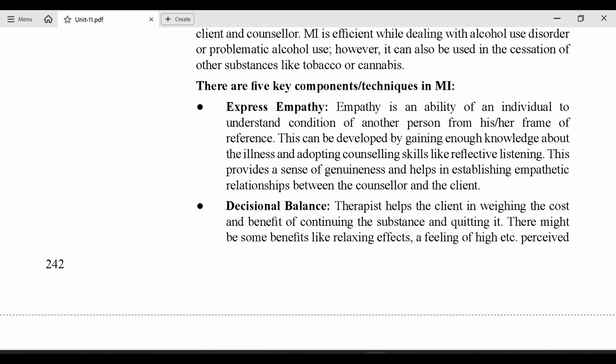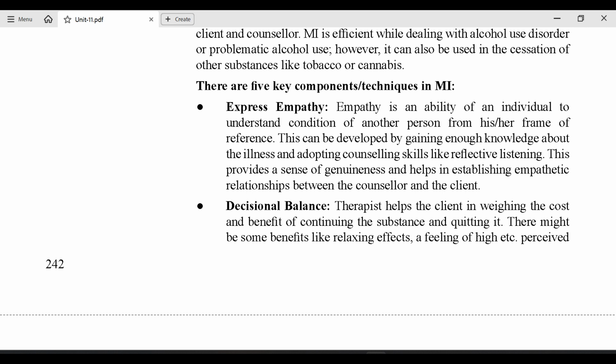MI is efficient while dealing with alcohol use disorder or problematic alcohol use. However, it can also be used in the cessation of other substances like tobacco or cannabis. There are 5 key components/techniques in MI. Express empathy. Empathy is an ability of an individual to understand the condition of another person from his/her frame of reference. This can be developed by gaining enough knowledge about the illness and adopting counseling skills like reflective listening. This provides a sense of genuineness and helps in establishing empathetic relationships between the counselor and the client.